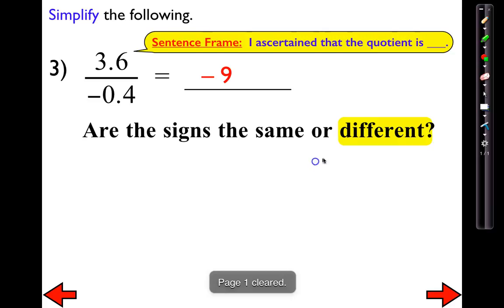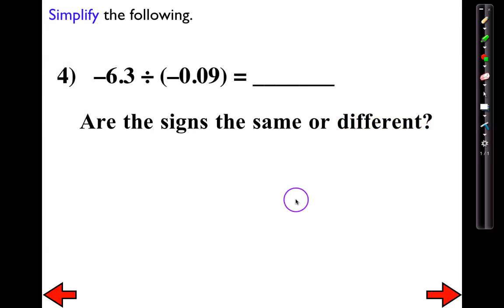Okay, moving on. Before I do that, again, I'm going to say I ascertained that the quotient is -9. So last but not least, for number 4, we have -6 3/10 divided by -9/100. You're asking that same question, are the signs the same or are they different? Here the signs are the same, so my answer is going to be positive. Now let me show you the division part.